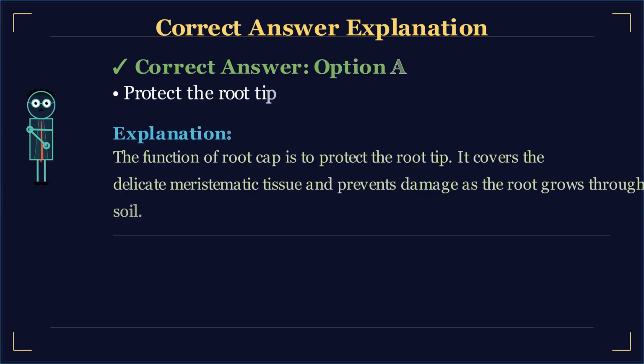Here's the explanation for the correct answer. The function of root cap is to protect the root tip. It covers the delicate meristematic tissue and prevents damage as the root grows through soil.